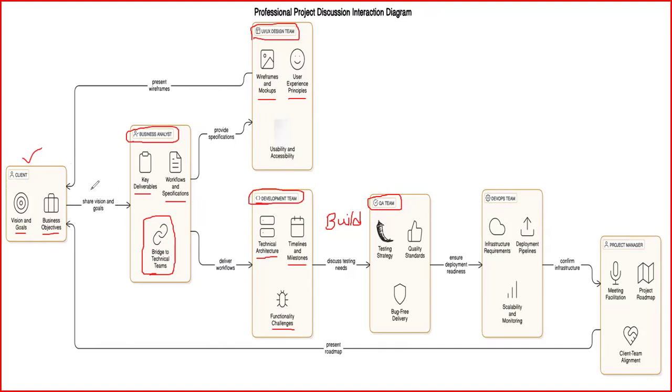If the client says, okay, I don't have enough budget, or I'm not interested to go with the non-functional testing, then the QA team will do the functional testing, and they will make sure that each and every functionality of the application is working fine. And finally they will give a bug free delivery output over here.